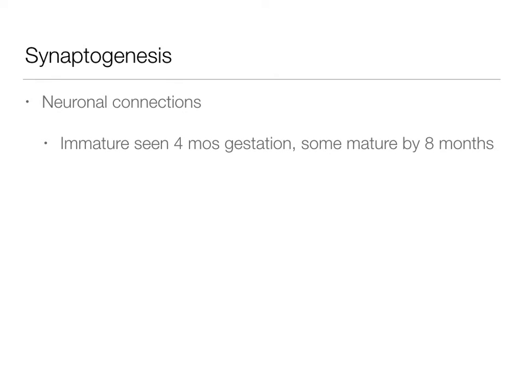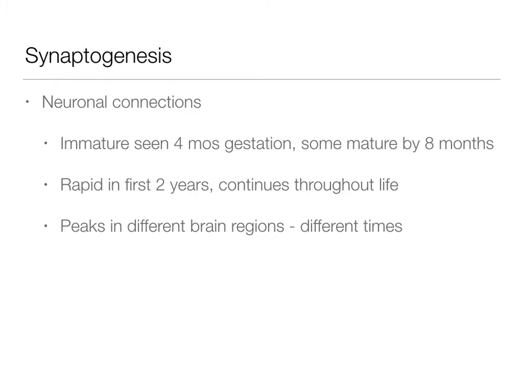So synaptogenesis is, again, just neuronal connections. We see this is really immature at about 4 months gestation, but we start to get some mature neurons by about 8 months. And this is really rapid in the first 2 years of life. So we're really doing a lot of brain growth in the first 2 years. If you think about the difference between a newborn and a 2-year-old, a lot of that has to do with synaptogenesis, organization and connectivity in the brain. And we see that this will continue throughout life, including all the way up until our mid-20s.